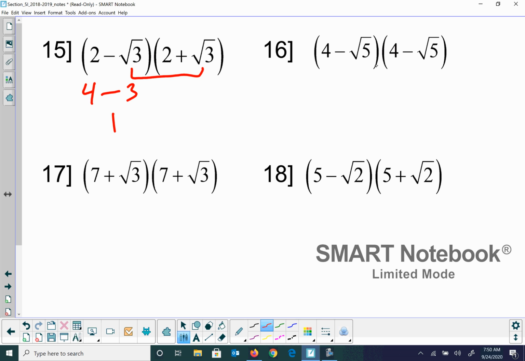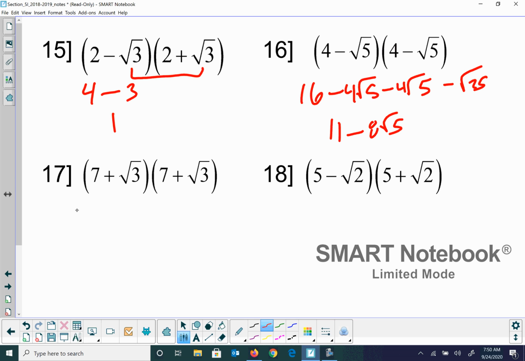This is not a conjugate. There's the exact same thing. So I'm going to get 16 minus 4 root 5 minus 4 root 5 minus root 25. Combine like terms, well, root 25 is 5, so 16 minus 5 is 11 minus 8 root 5.